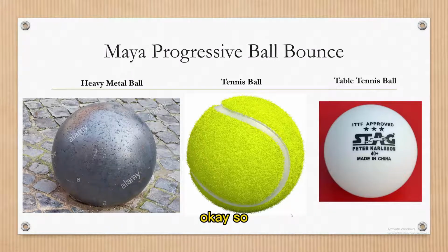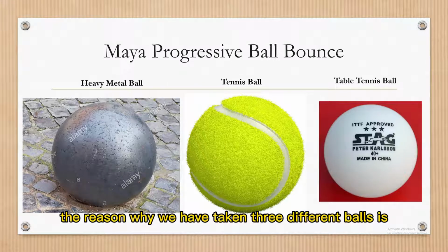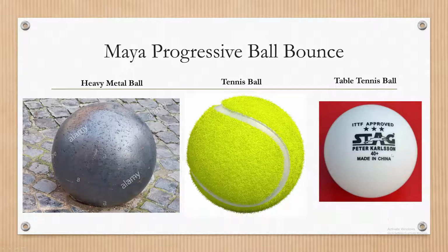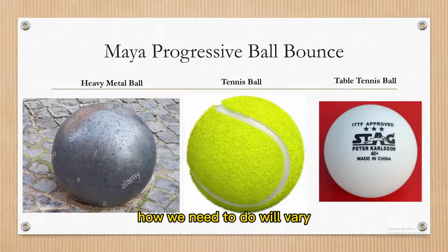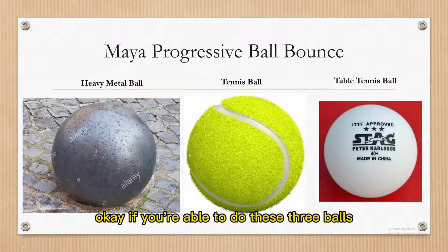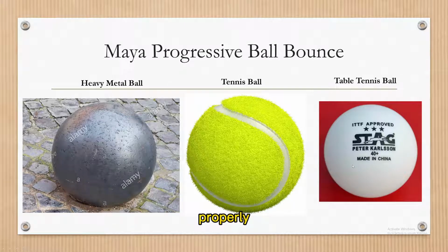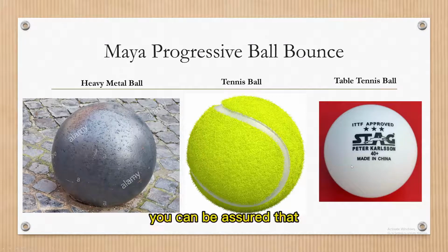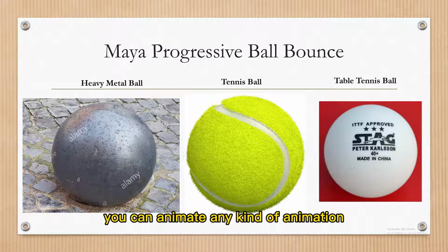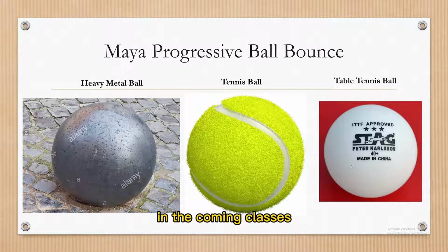The reason why we have taken three different balls is that the kind of animation we need to do will vary independently of each other. If you're able to do these three balls properly, you can be assured that there are good chances you can animate any kind of animation in the coming classes.